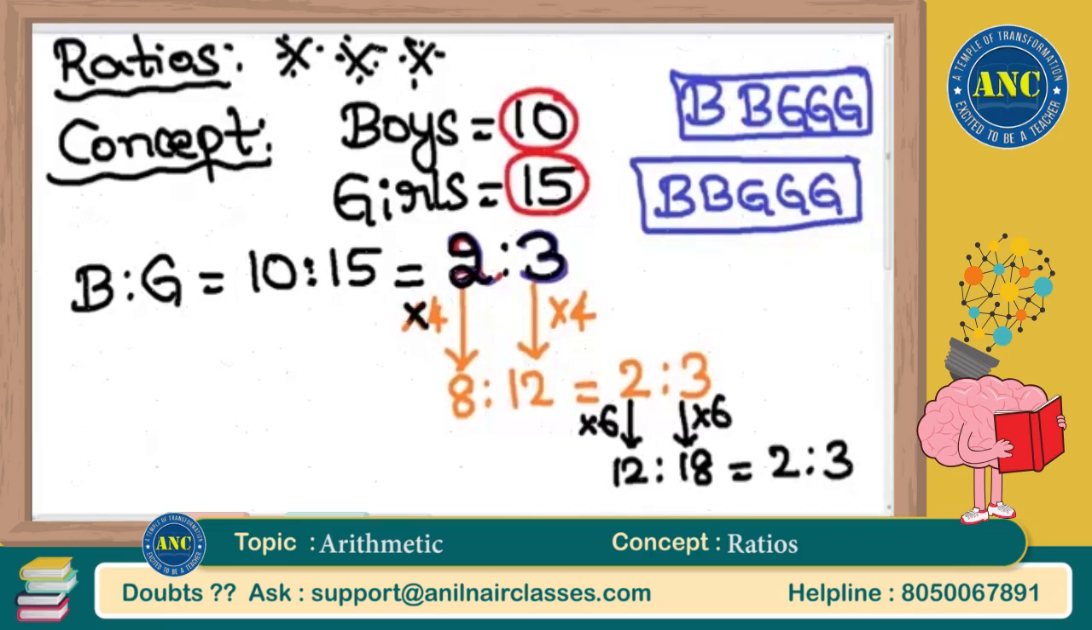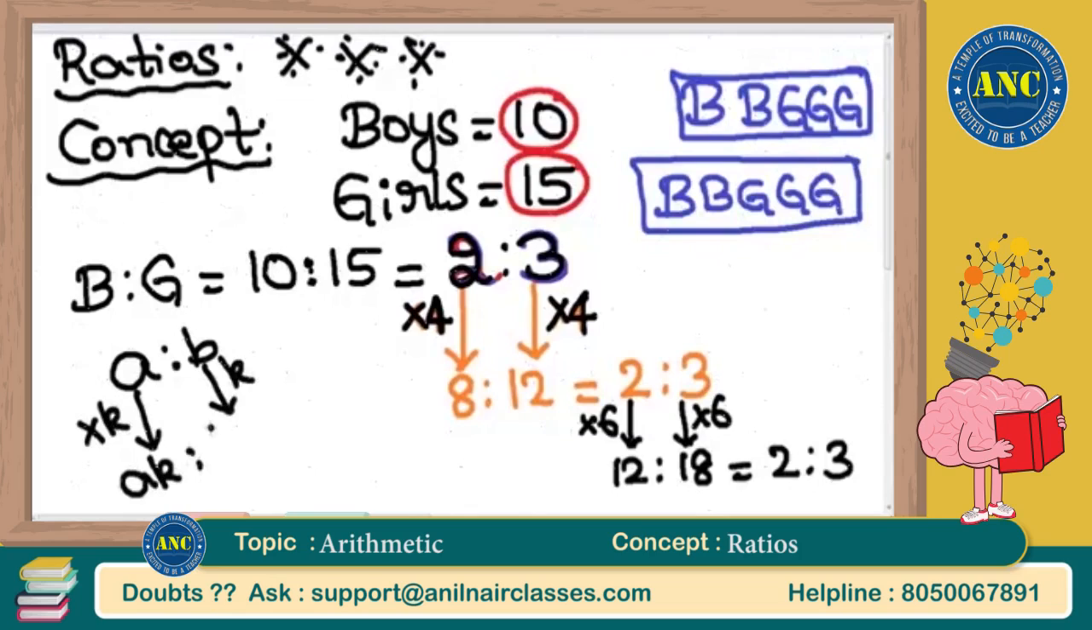If you are multiplying one term in the ratio by some constant, the other term should also be multiplied by the same constant, right? Suppose there is a ratio A is to B. If you are multiplying one term of the ratio by some constant K, the other term of the ratio should also be multiplied by the same constant K. Then only the ratio is said to be balanced. I hope it is clear.